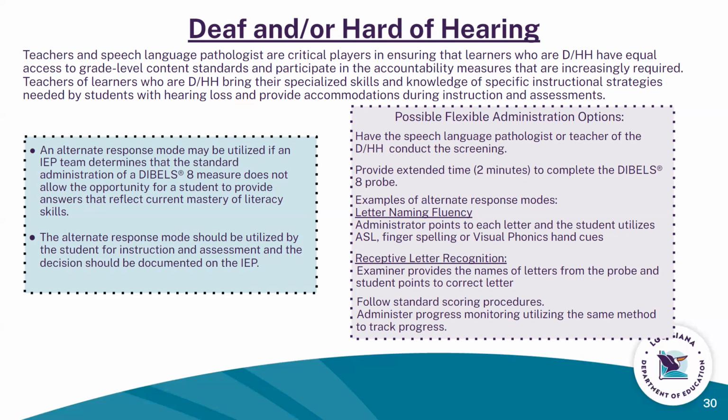And then some examples of alternate response modes might include the administrator pointing to each letter on the letter naming fluency subtest, for example, and then the student utilizing ASL, finger spelling, or even visual phonics hand cues. Or for the receptive letter recognition portions of the screener, the examiner could provide the names of the letters from the probe, and then the student points to the correct letter.